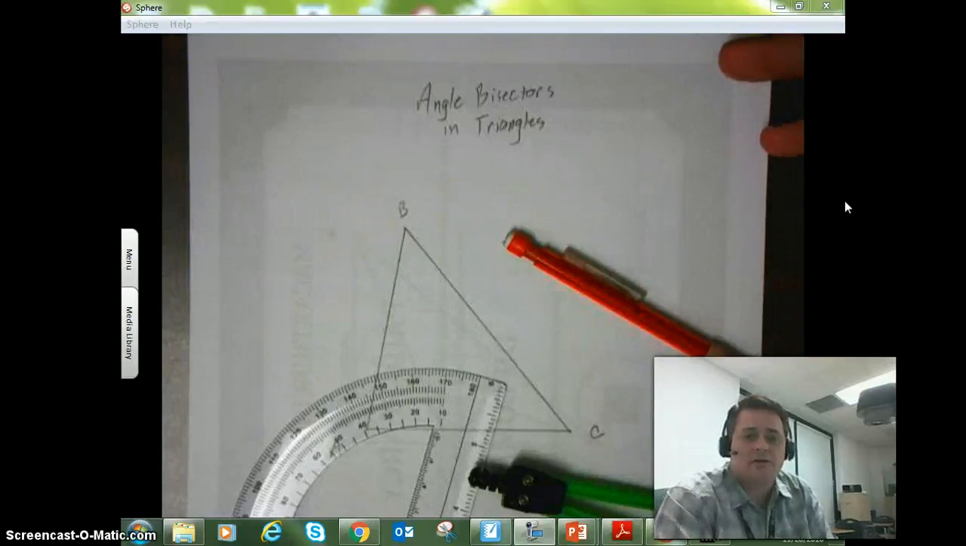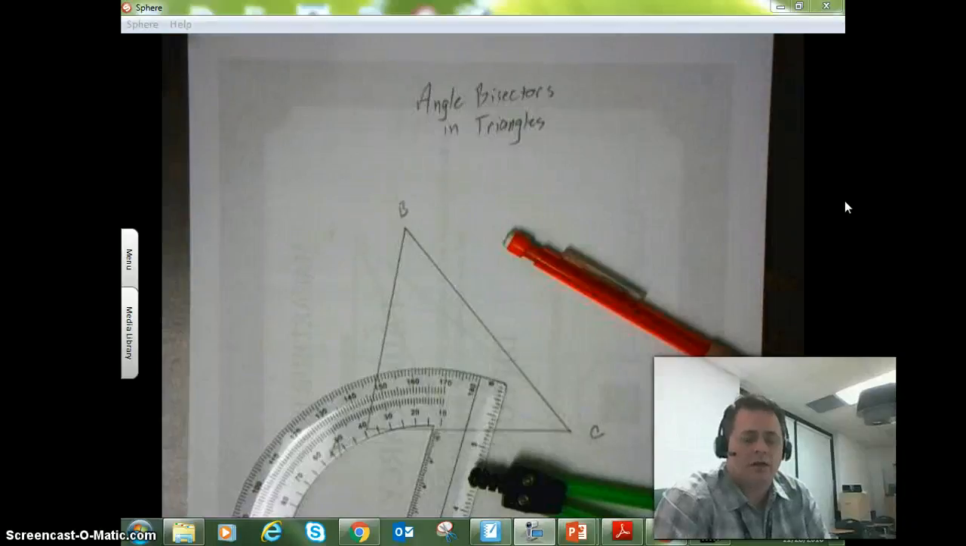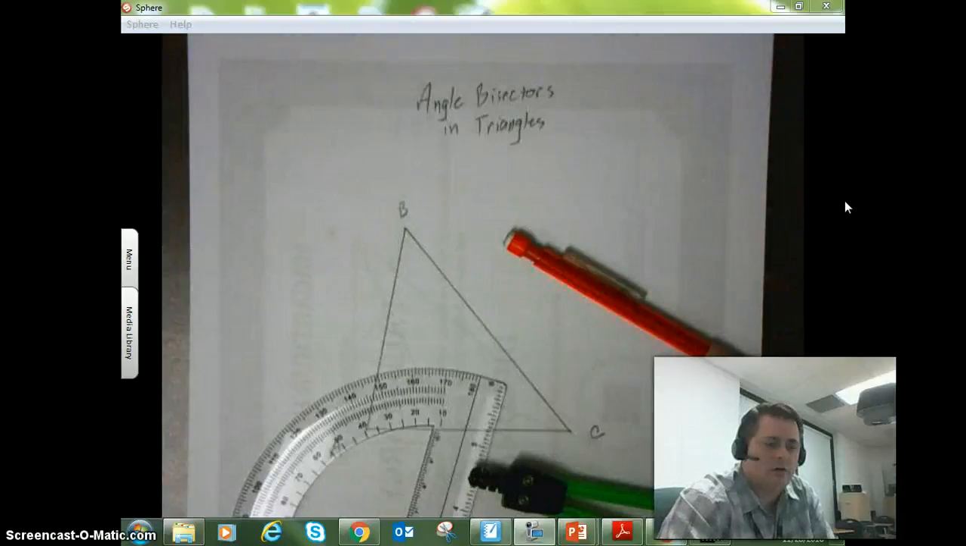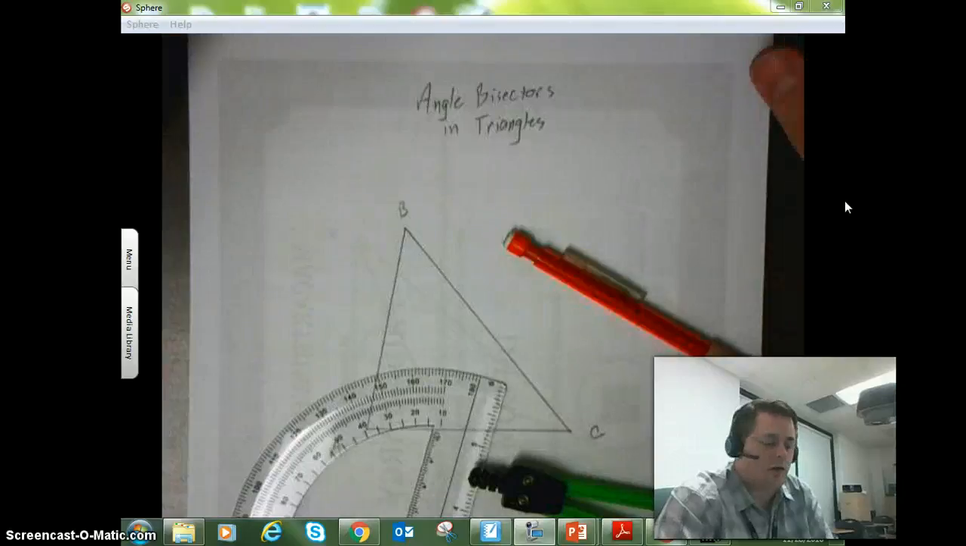What we're going to be looking at today are properties of angle bisectors inside of a triangle. There are two particular things we're going to look at. One is, if we have the three angle bisectors in a triangle constructed, do they have a point of concurrency? And if they do, what are its characteristics?